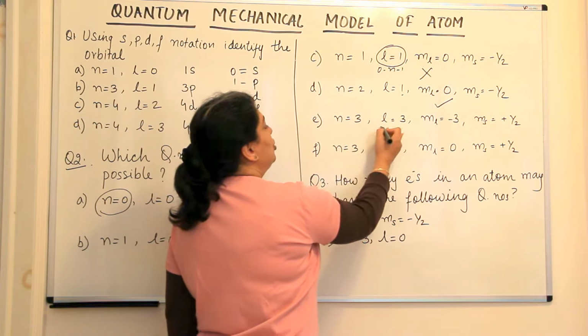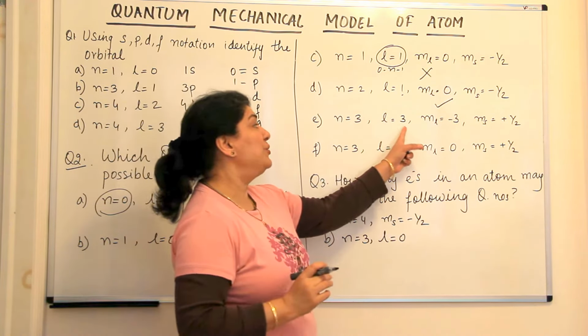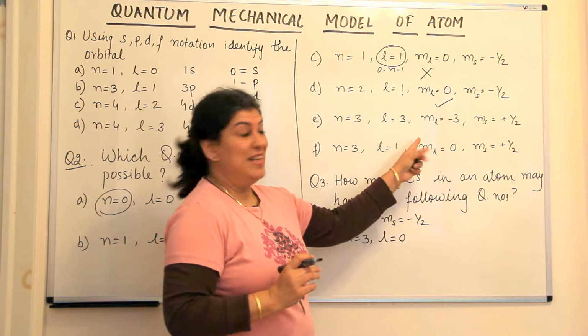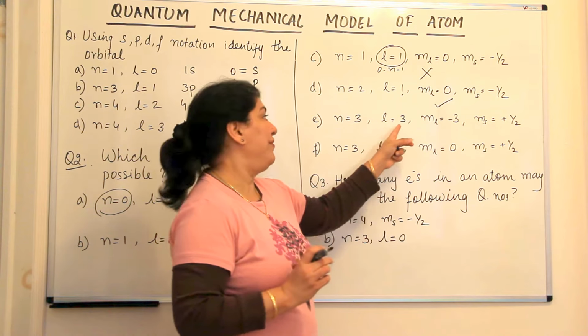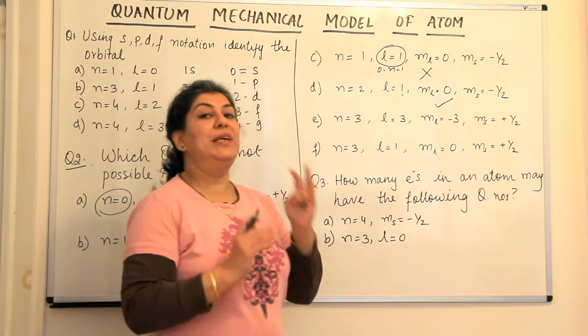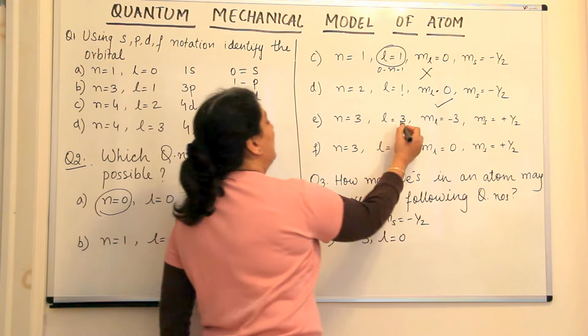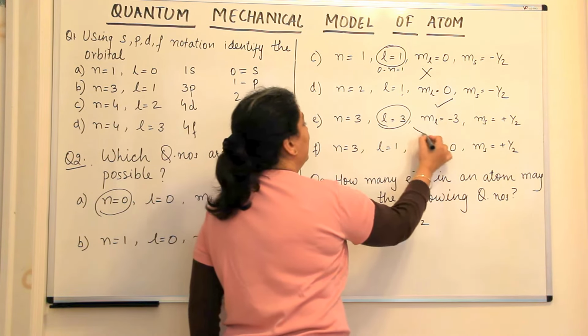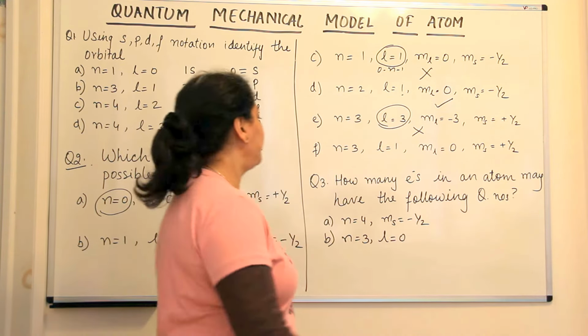The next is the third shell. The third shell should have 3 subshells, but their values should be 0, 1 and 2. It cannot be 3. 3 means it's the F subshell or the F orbitals, and the third shell only has S, P and D. It cannot have F. Therefore, this is an error, and therefore this set of 4 quantum numbers is not possible.